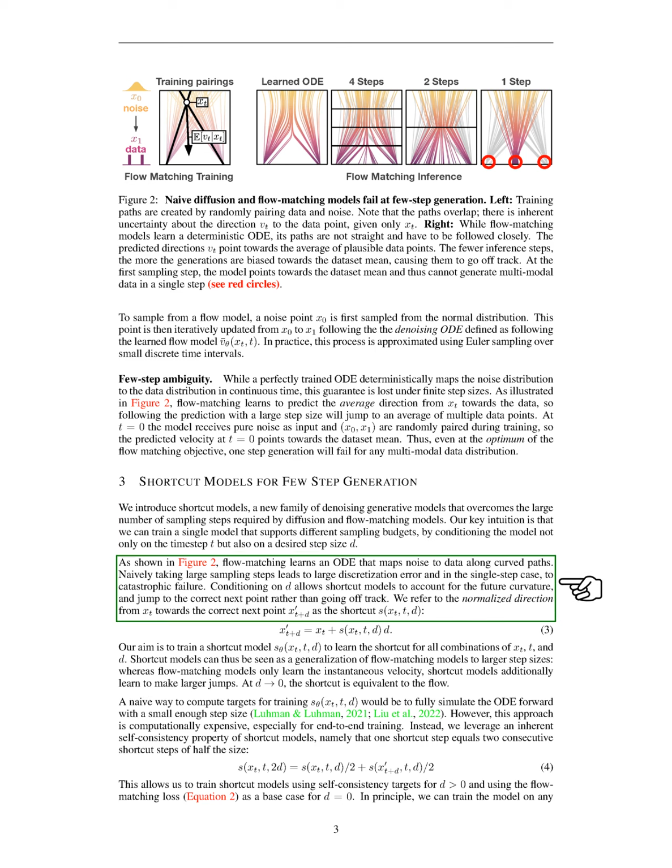We observe that flow matching learns a path that connects noise to data, but taking large steps can lead to significant errors. By conditioning on the step size, our shortcut models can better navigate these paths and reach the correct next point.